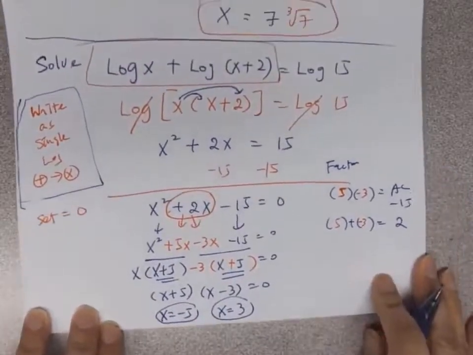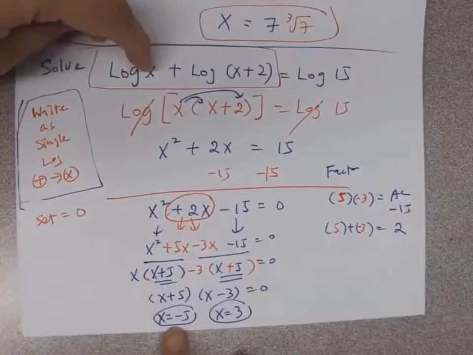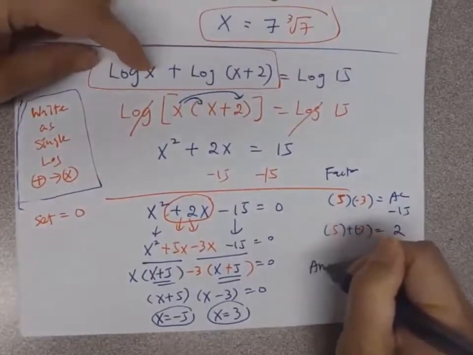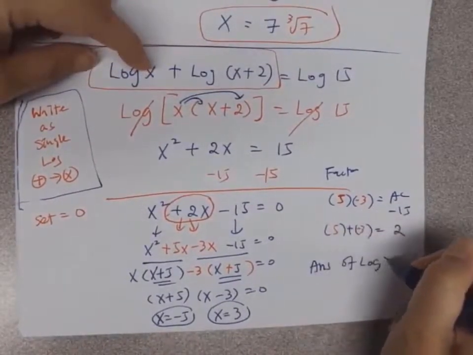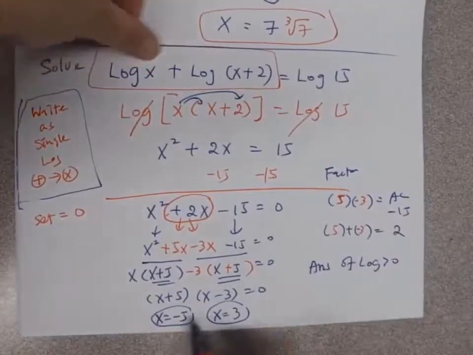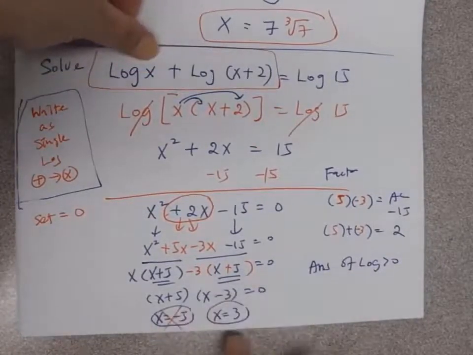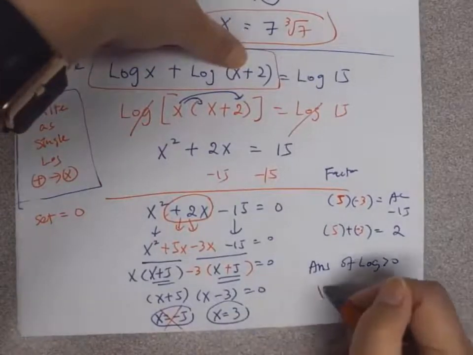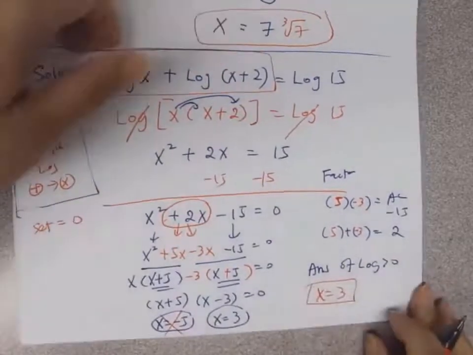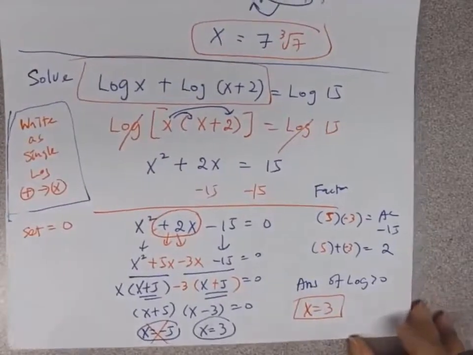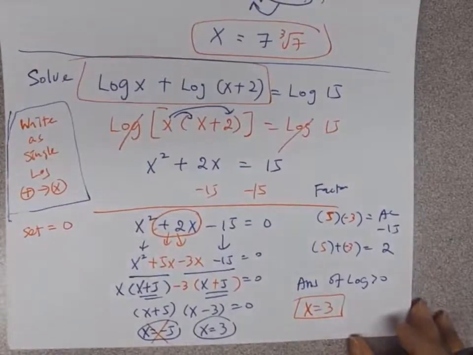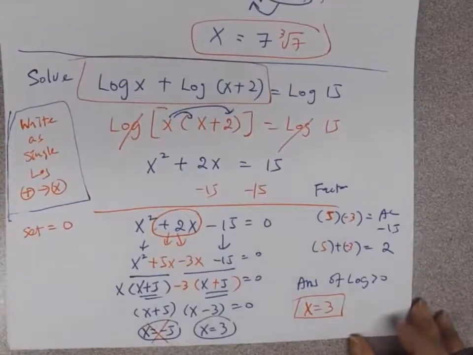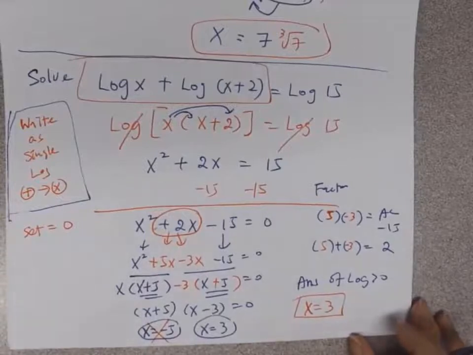Just 3, because this is the argument of the log, right? So the argument of a log needs to be greater than 0. If I put a negative 5 there, that's not going to work. If I put a 3, it's going to work here, it's going to work here. So x equal to 3 is the only answer. Okay? So it does have one that you have to check the answer. So those two are the solving of log. Are we okay?